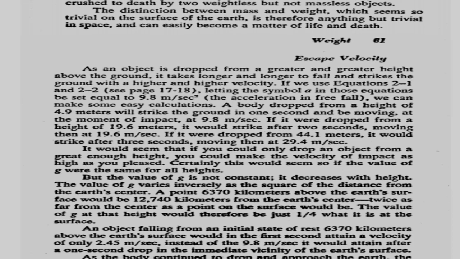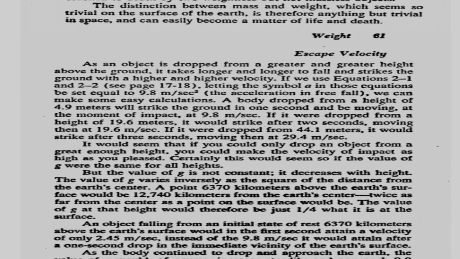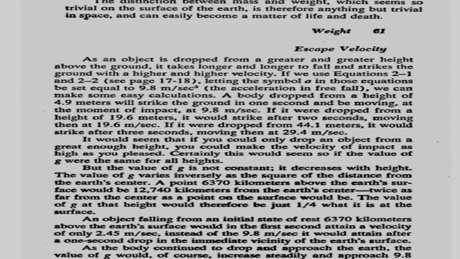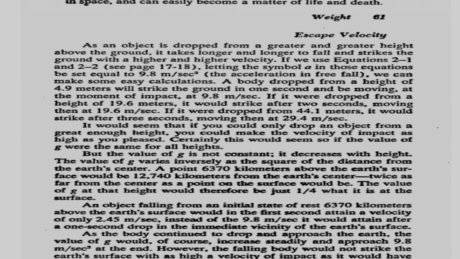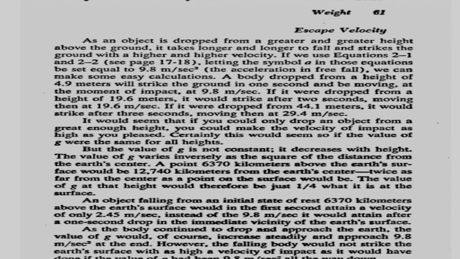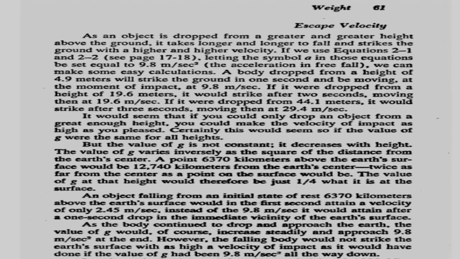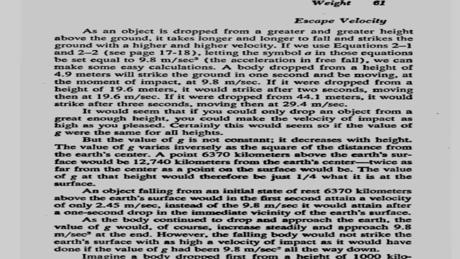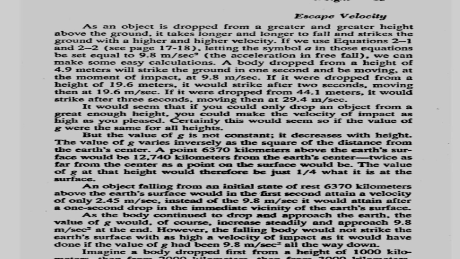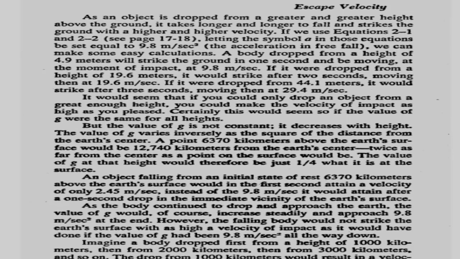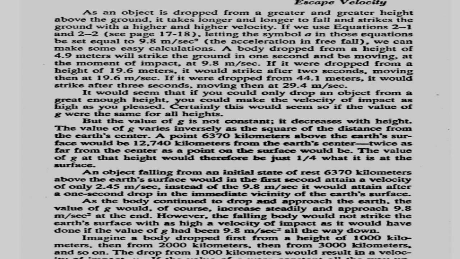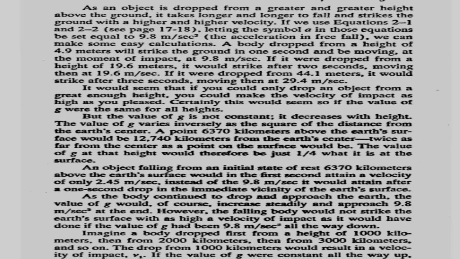As the body continued to drop and approach the Earth, the value of g would, of course, increase steadily and approach 9.8 meters per second squared at the end. However, the falling body would not strike the Earth's surface with as high a velocity of impact as it would have done if the value of g had been 9.8 meters per second squared all the way down. Imagine a body dropped first from a height of 1,000 kilometers, then from 2,000 kilometers, then from 3,000 kilometers, and so on. The drop from 1,000 kilometers would result in a velocity of impact, v1.